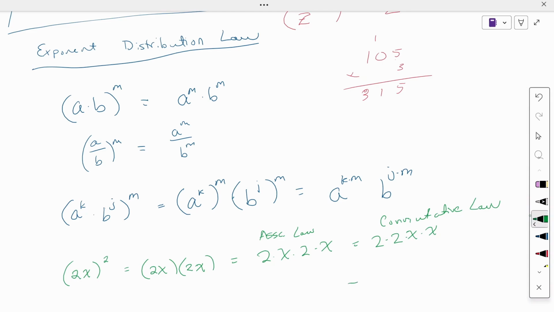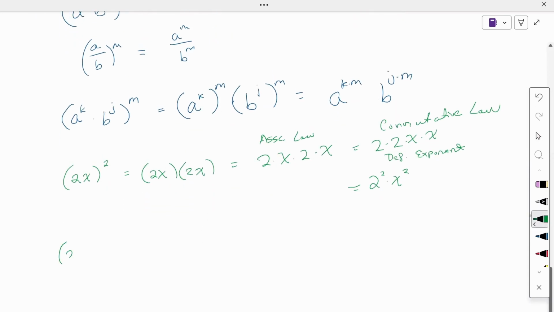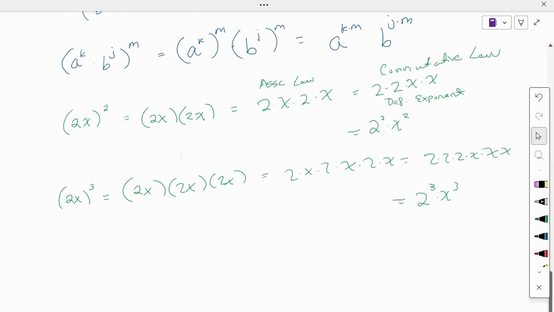So now we've got 2 times 2 times x times x, or 2 quantity squared times x quantity squared. Now that's just the definition of exponentiation, meaning I've got two x's multiplied by one another, so I've got x squared, and I've got two 2's multiplied by each other. Next, we've got 2x cubed. This will be 2x, 2x, and 2x. Remove your parentheses. You've got 2 cubed, x cubed, and that's just what we're left with.